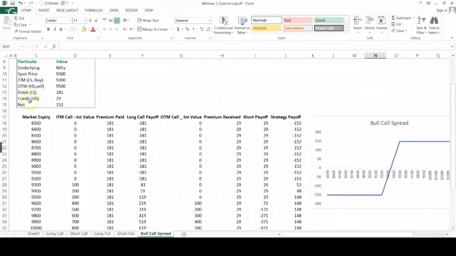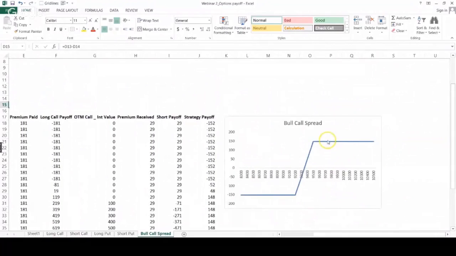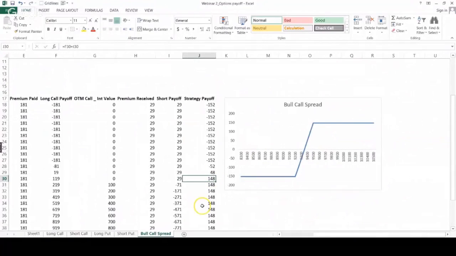152 is nothing but the net, the difference between the debit and the credit. This is 152. So the loss is restricted to this amount. And the profits are also capped, right? We get a maximum profit of 148 here. So both profit and losses are restricted to an upper and lower bound.